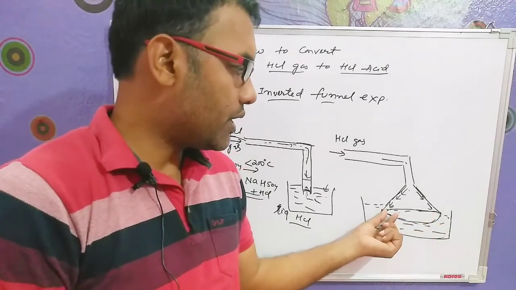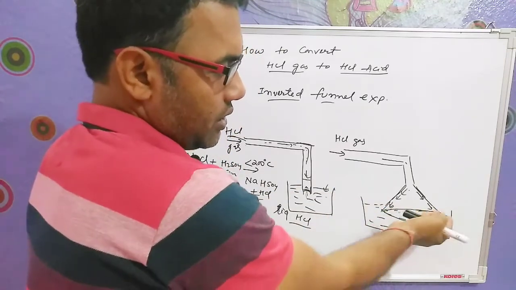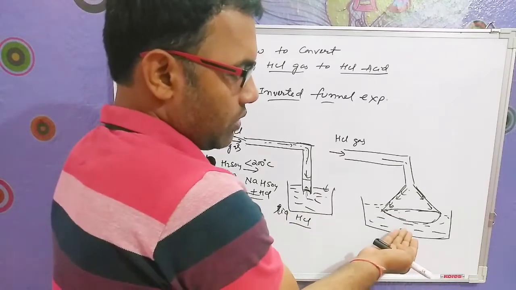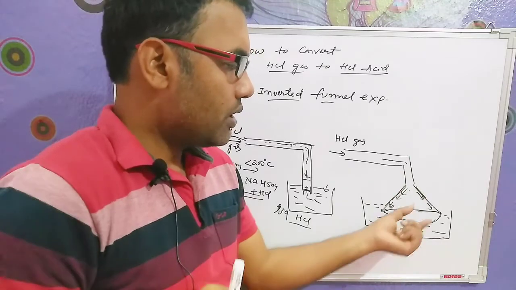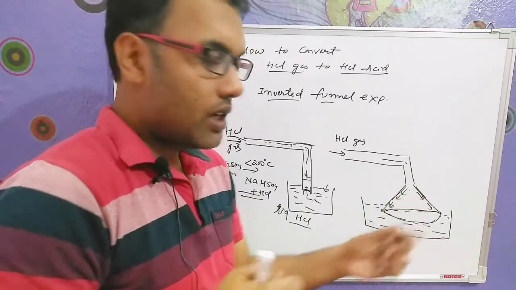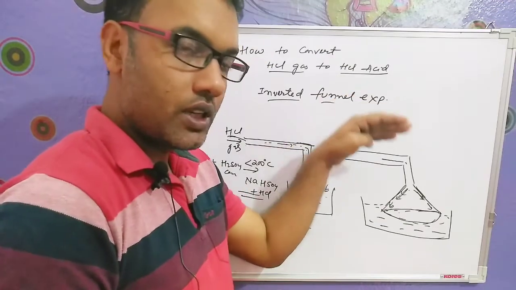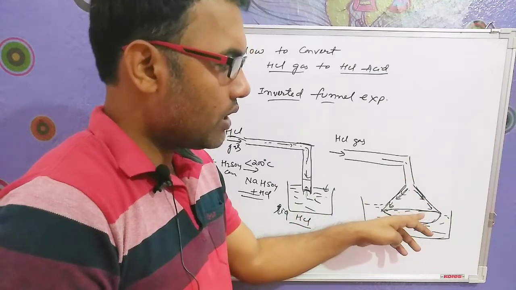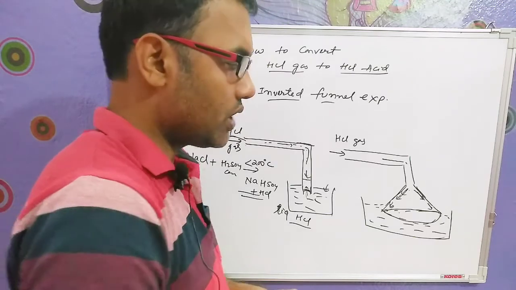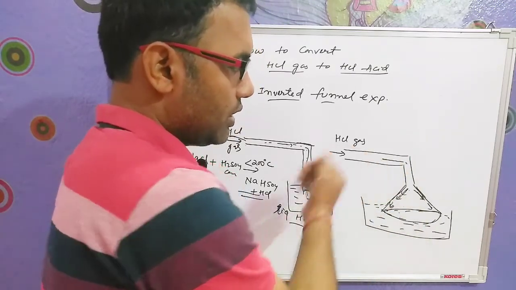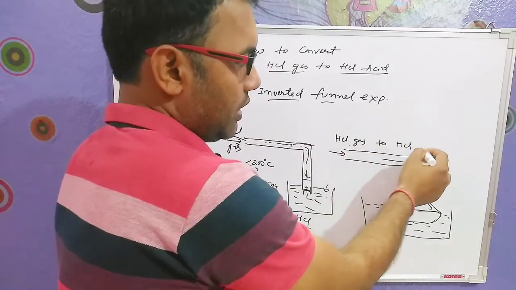In another way we can understand this: the mouth of the inverted funnel is fitted with a rubber tube. As the gas reaches the rubber tube, the water will be absorbing and trying to get inside the inverted funnel. But the gas coming from the larger surface area will once again put pressure and throw the rubber downward. When such things are happening, there is no chance that the water will move inside the delivery tube. In this way we can convert HCl gas to HCl acid.